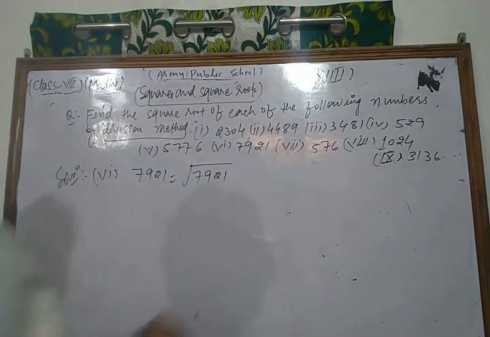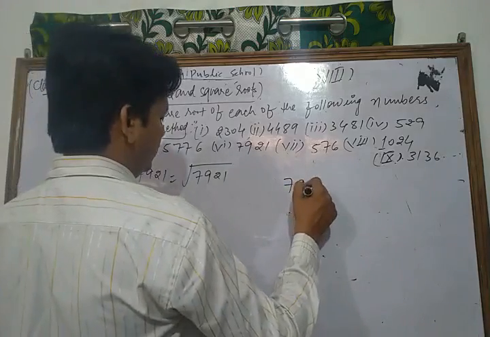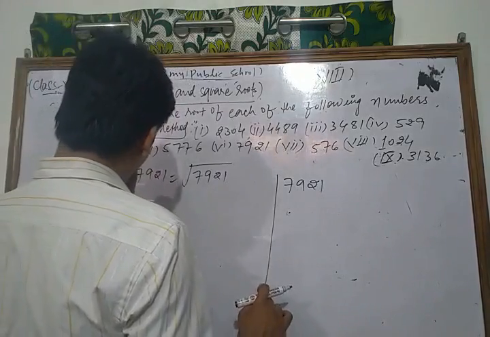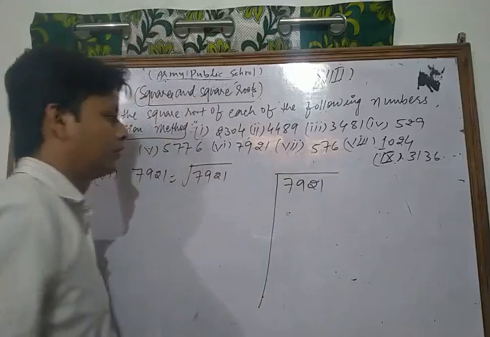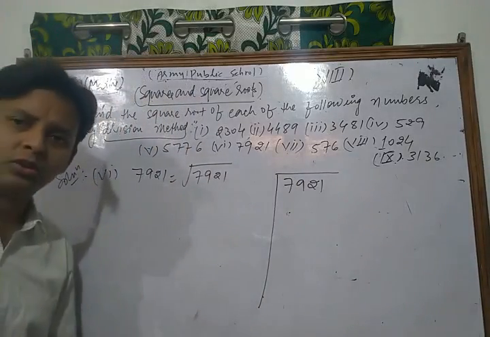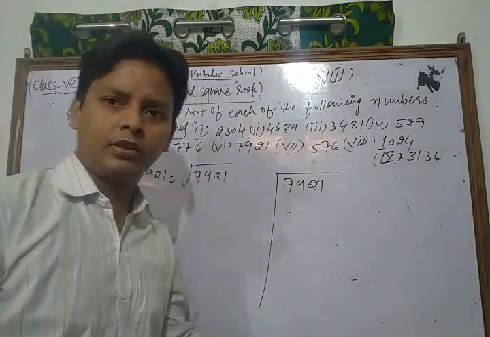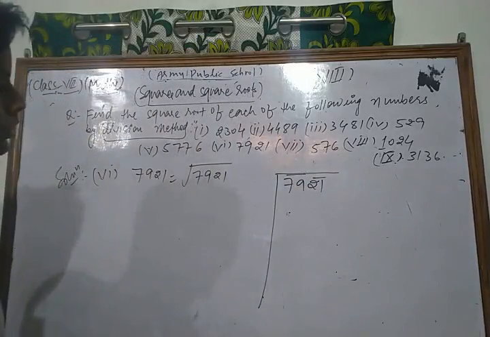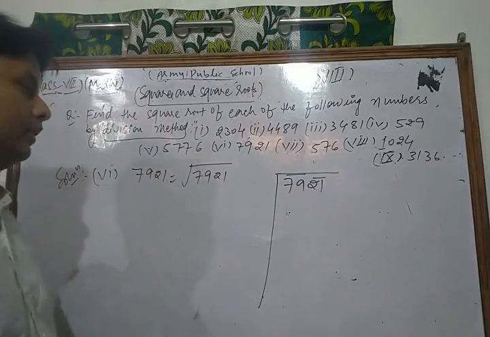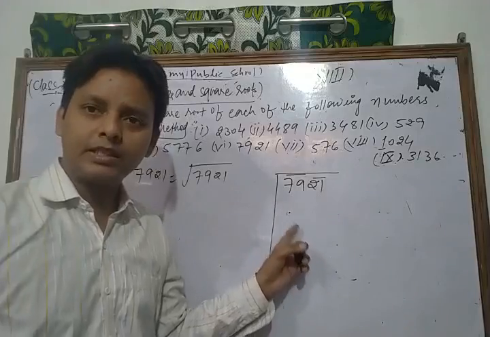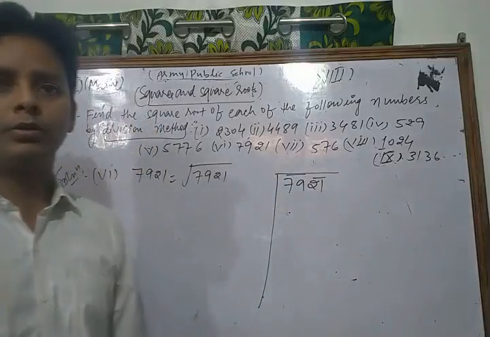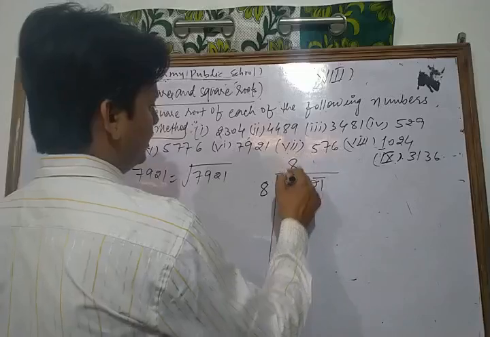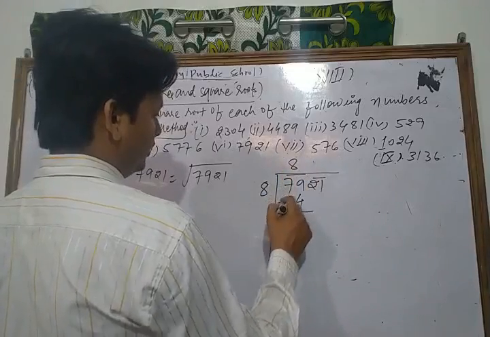First of all, we write 7921. Now we form the pairs from the right side, so this is 79. 8 8s are 64, 9 9s are 81. 81 is greater in comparison to 79, so we take 8. 8 8s are 64. Now we subtract them.